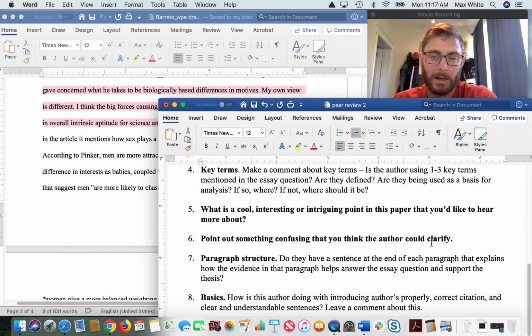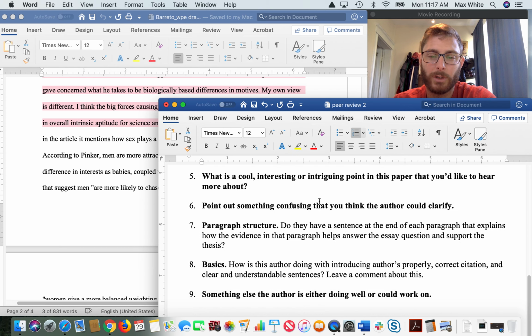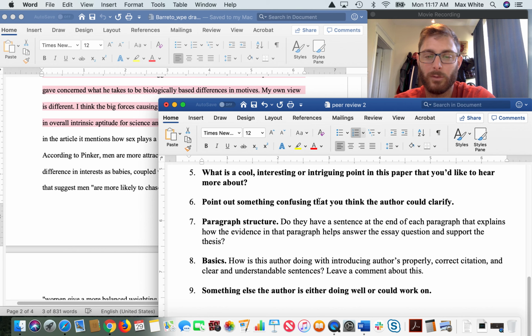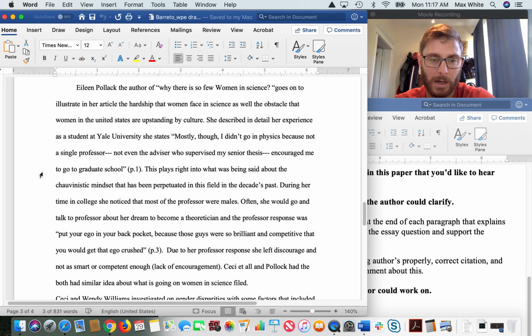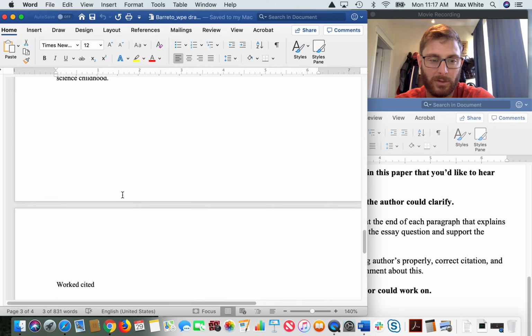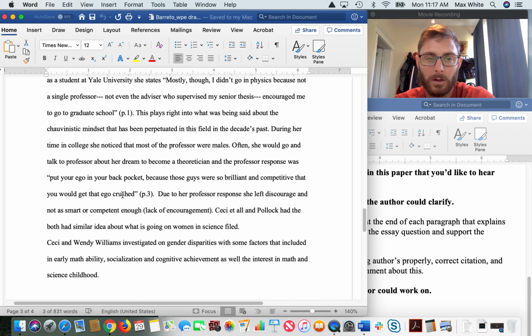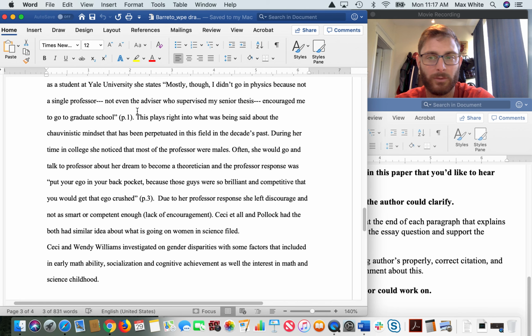All right, what's a cool, interesting, or intriguing point in the chapter or paper you'd like to hear more about? So find an interesting idea and explain why it's interesting. Let's see, do we have anything here? So if we were to go right here to this paragraph, well, let's be honest, there's really not a lot of interesting things going on in this essay yet.